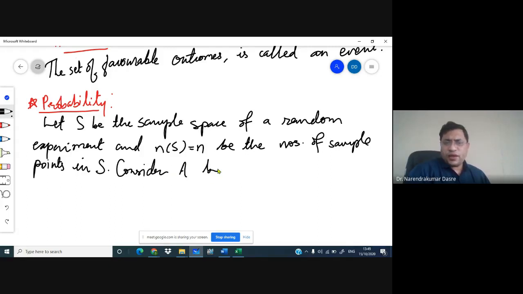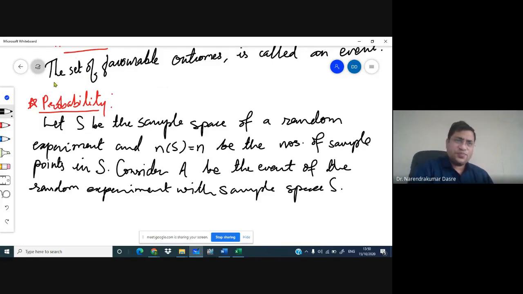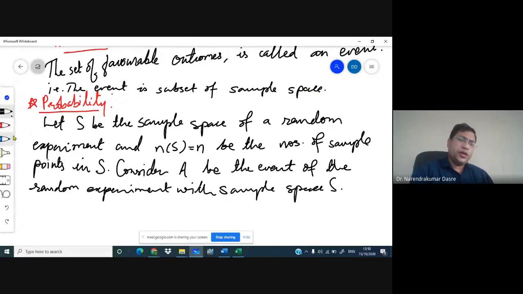Consider A, the event of the random experiment with sample space S. So that means if A is an event of the random experiment with the sample space S, A is a subset of S. As we know, the event is a subset of the sample space.